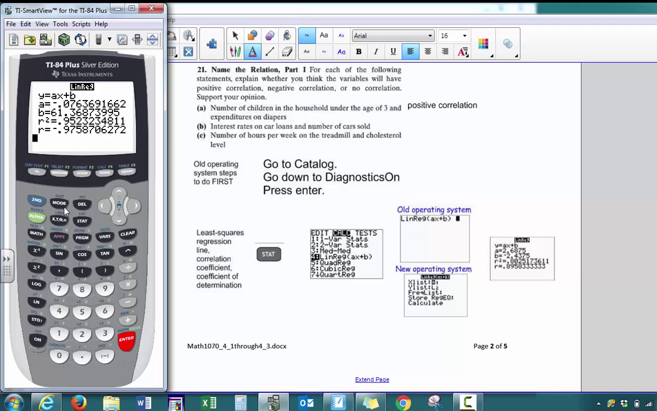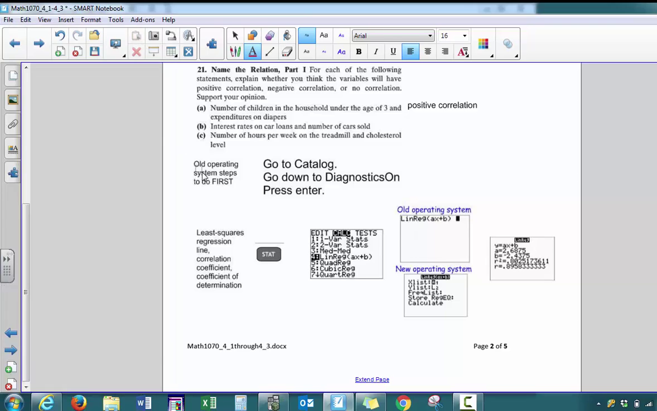If you have the old operating system, when you go to stat, calculate, and option number 4 for linear regression, this is the screen you will see. And you do not need to type in anything else unless you put your data into a column other than L1 and L2. So when you press enter, you get the same exact results.